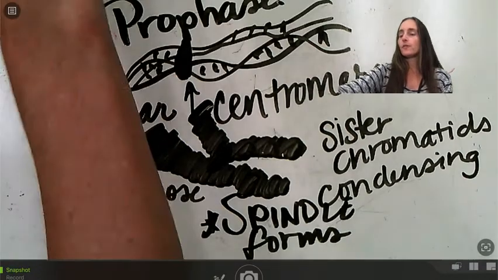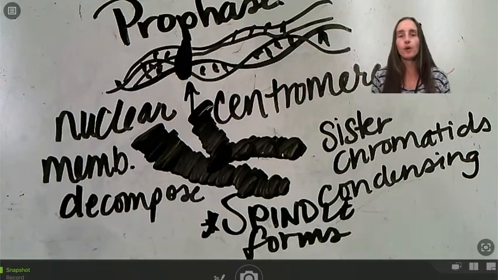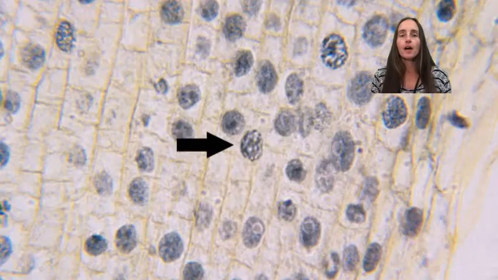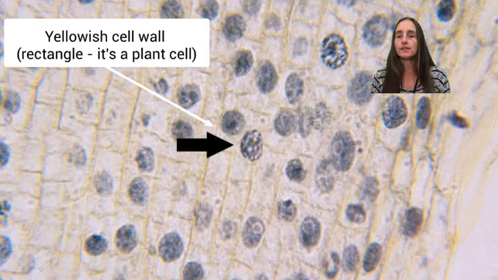Okay. So if you were to look at prophase under a microscope, it would look something like this. You would see, you could kind of see a nucleus, and you can kind of see some thick chromosome material in there.